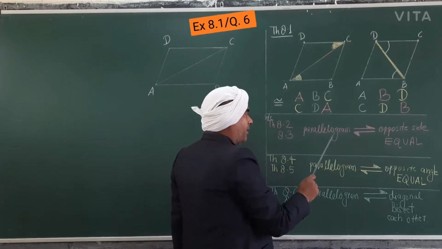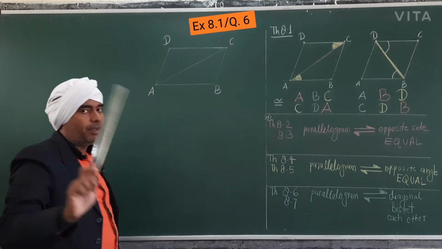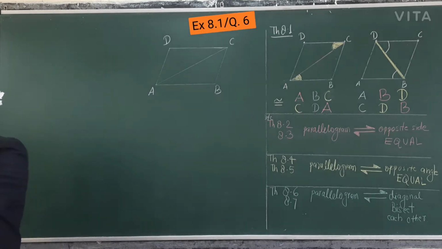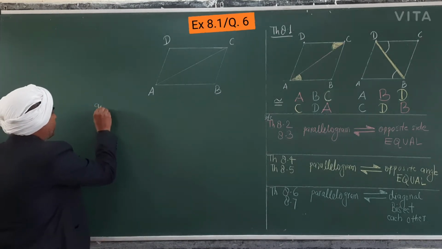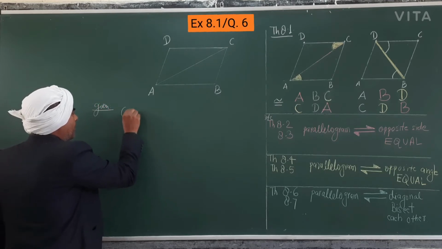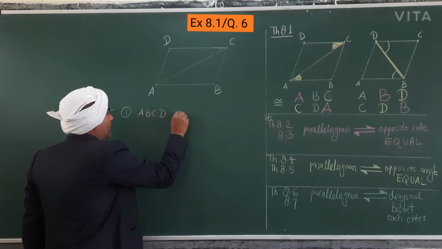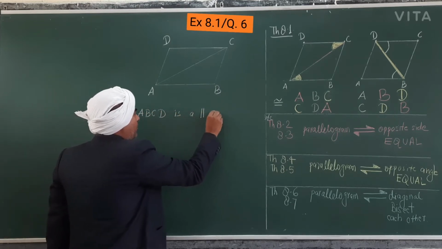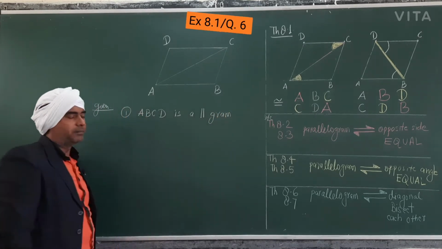So it is given, it is a parallelogram. If this happens, it means you have been given two things. What? You have been given two conditions. Given: the first condition is that ABCD is a parallelogram.